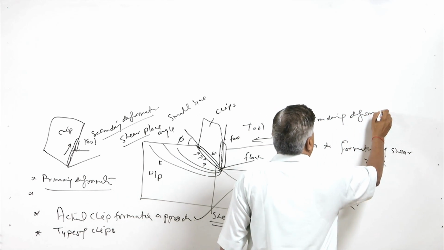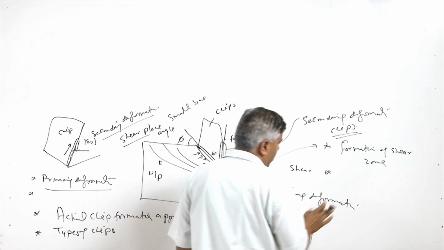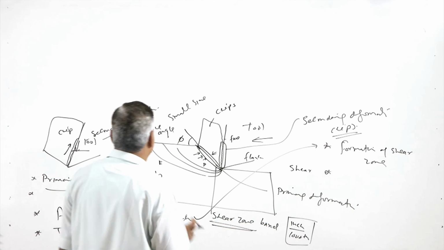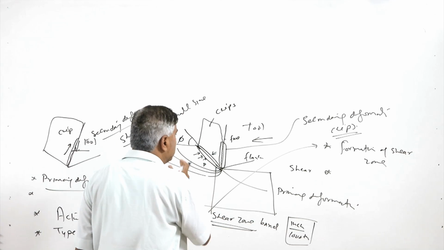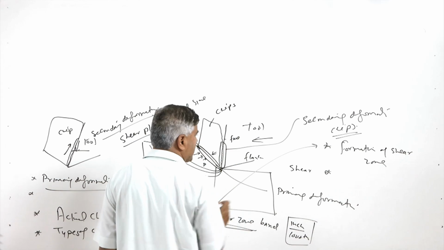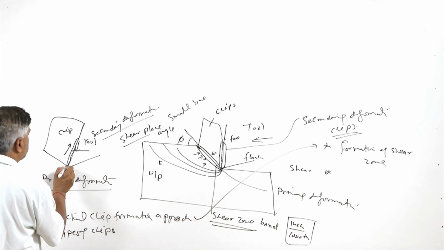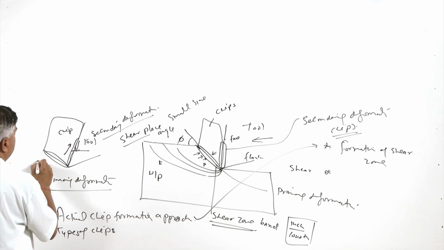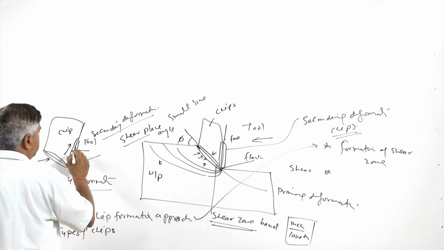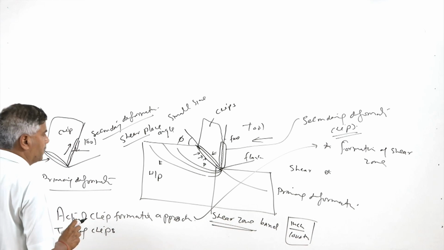In this case, basically, the chip which is in contact with the tool rake face, sliding under the pressure, gets deformed. So basically there are two zones. This is one zone where the shearing takes place, which will be termed as the primary deformation zone, and this is the other zone, which is the secondary deformation zone.